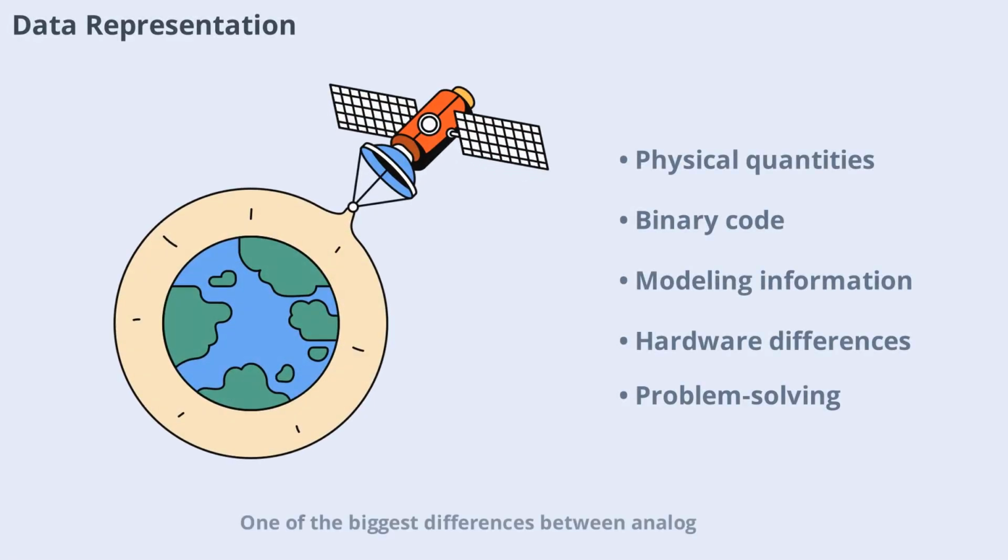One of the biggest differences between analog and digital computers is how they represent data. Analog computers use physical quantities like voltage or movement to model information. Digital computers use binary code, representing data as sequences of zeros and ones. This difference affects everything from how the computers are built to how they solve problems.